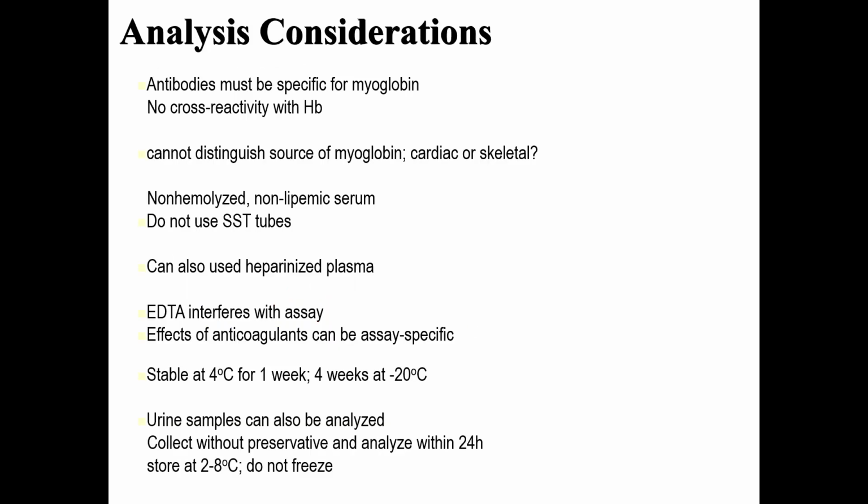Analysis considerations: antibodies must be specific for myoglobin so that there's no cross-reactivity with hemoglobin. It cannot distinguish the source of the myoglobin, so cardiac versus skeletal. Use non-hemolyzed, non-lipemic serum. Do not use SST tubes. You can also use heparinized plasma. EDTA interferes with the assay. The effects of anticoagulants can be assay specific.